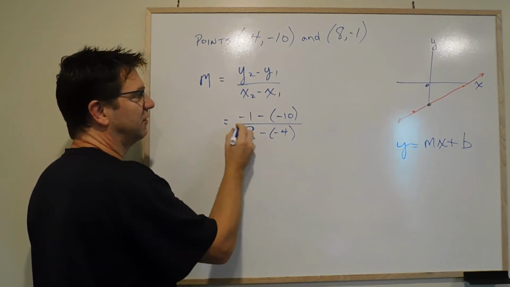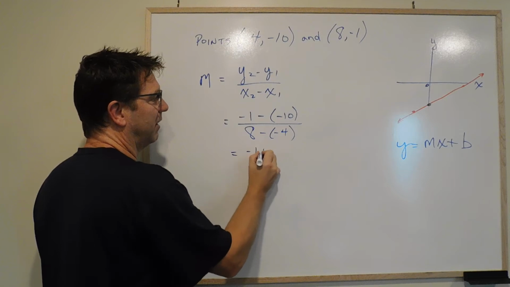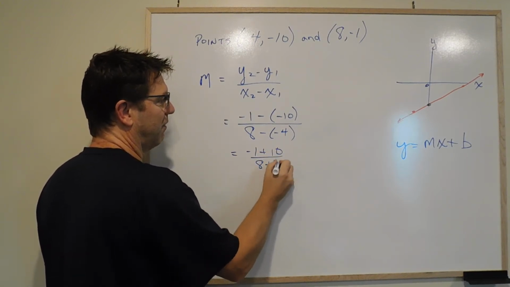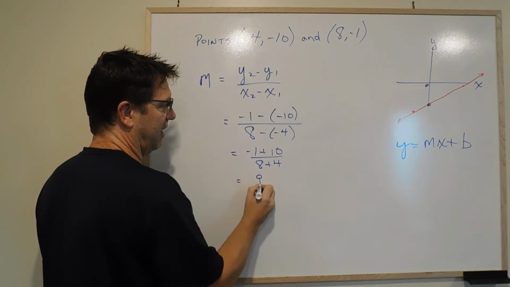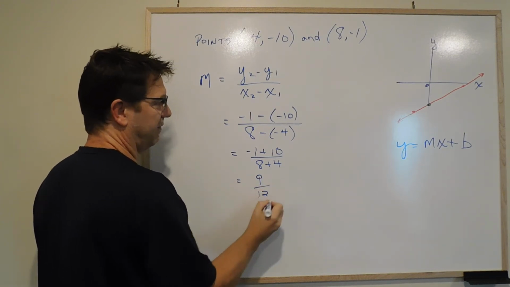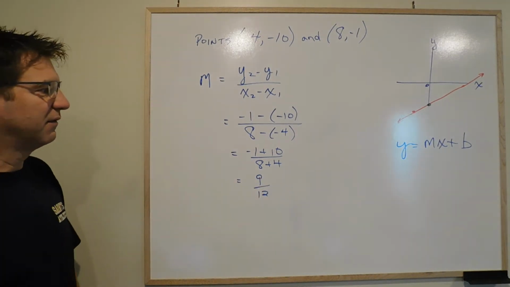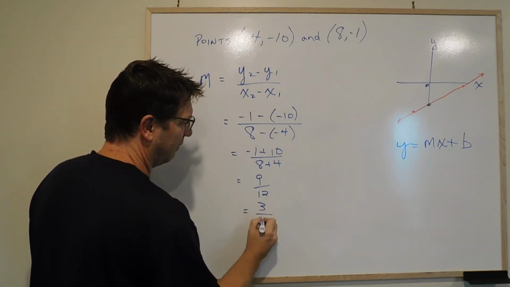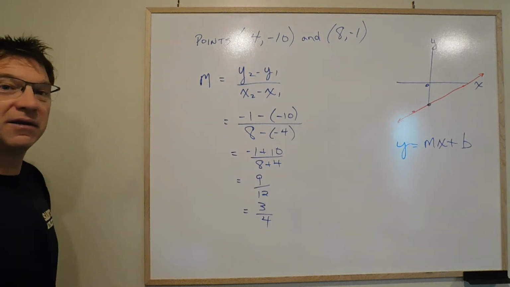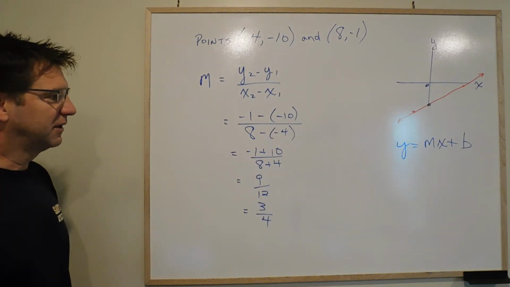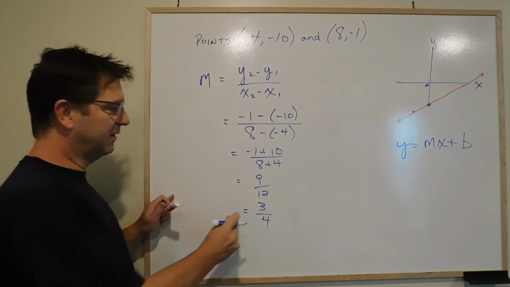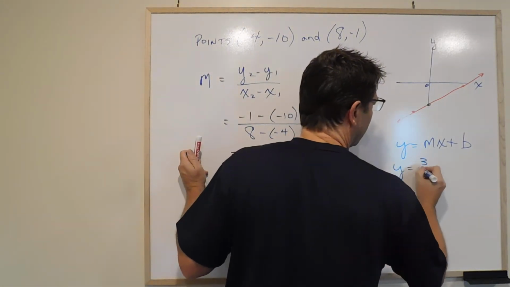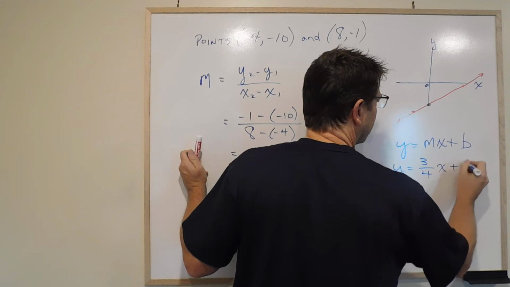All right. So -1 plus 10 over 8 plus 4. So that's 9 over 12, right? So 9 over 12. That can be reduced to lowest terms, 3 over 4. Divide them both by 3. Okay? So we're in good shape here. We found 3 over 4. So y equals 3 over 4x plus b.